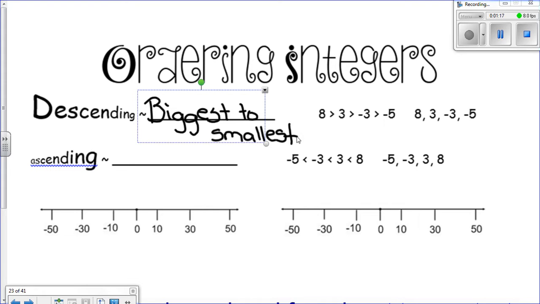Alright, now take a look at ascending. What do you notice about ascending? The letters start out really small and they get bigger and bigger and bigger. So ascending is smallest to largest.